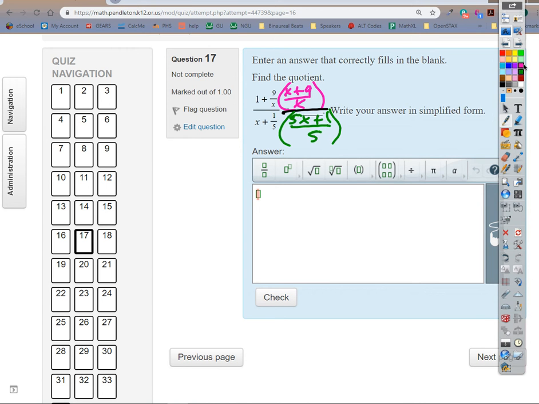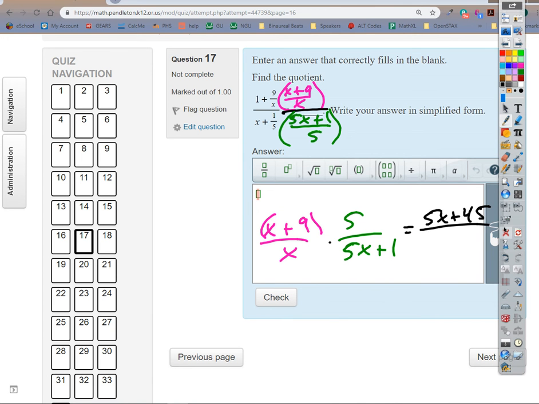So my final answer is just going to look like whatever I get when I do x plus 9 over x times 5 over 5x plus 1. There are no common factors there to cancel, right? So I can't really simplify this at all. So I just multiply everything out. On the top I get 5x plus 45. On the bottom, what do I get? There's my answer. Okay. Make sense?